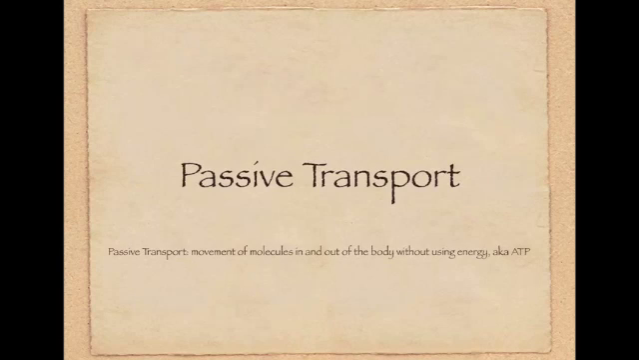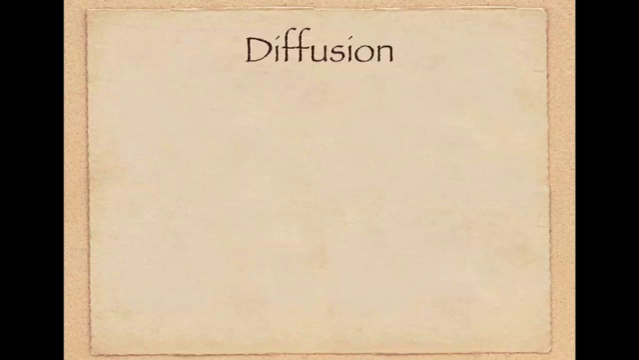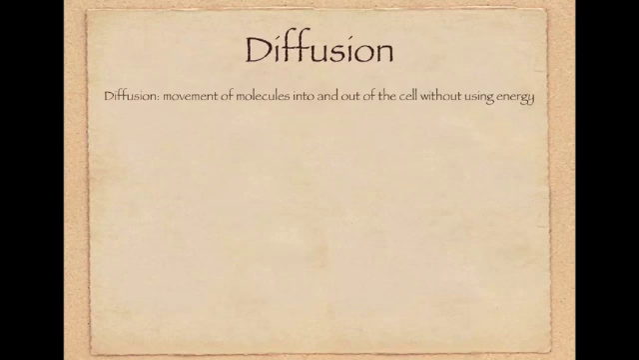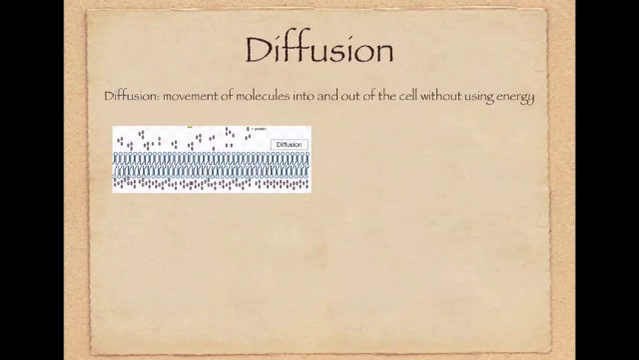Passive transport is the movement of molecules in and out of the body without using energy, also known as adenosine triphosphate or ATP. First up is diffusion. Diffusion is the movement of molecules into and out of the cell without using energy.